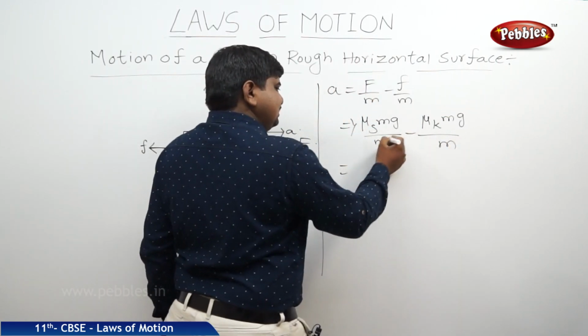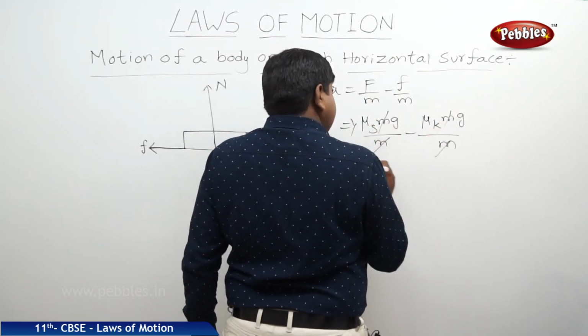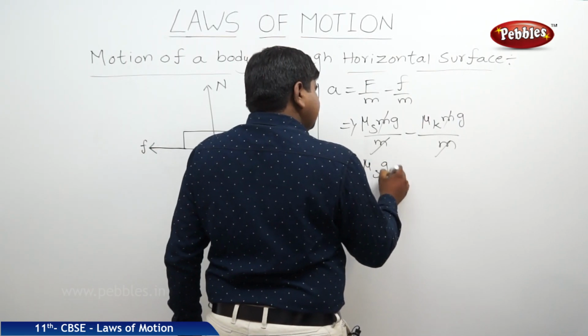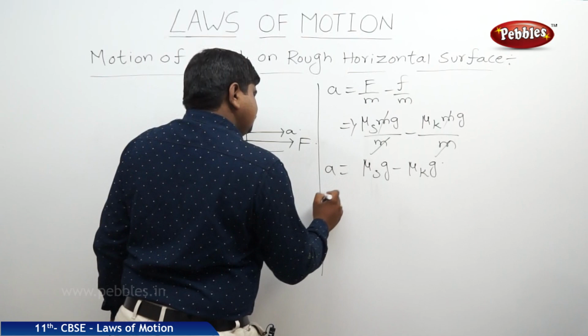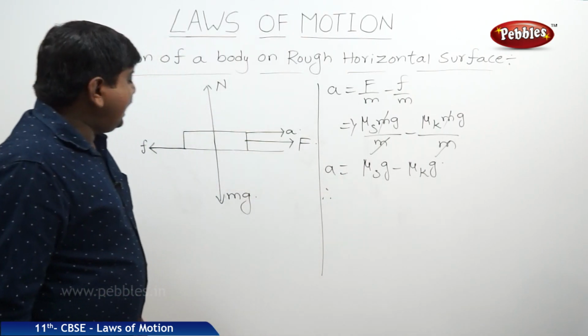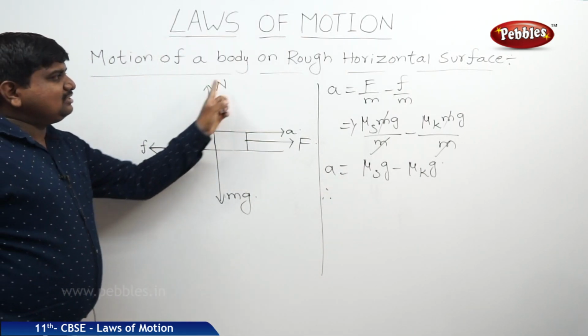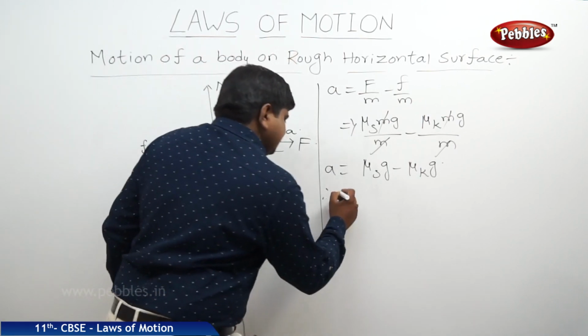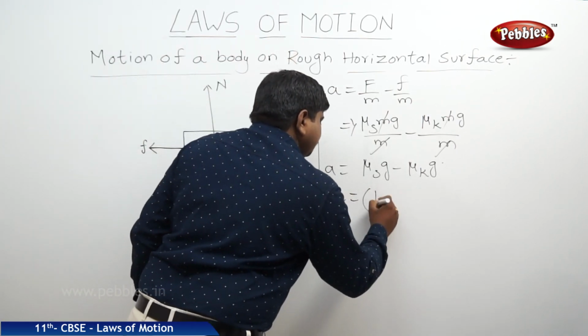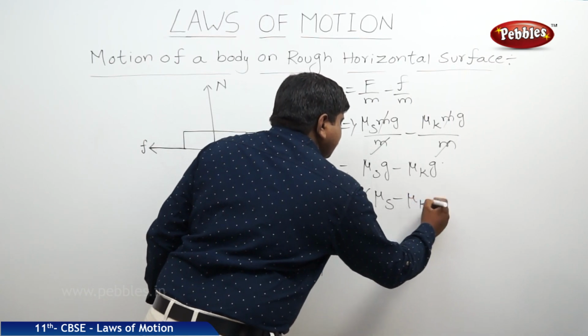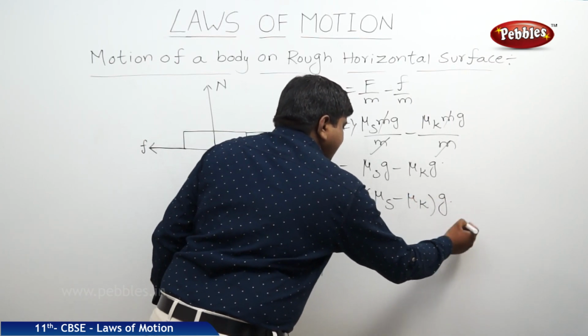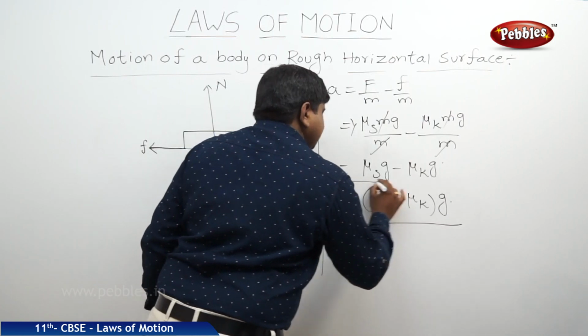In both the parts, m and m will get cancelled. Therefore, it is mu s g minus mu k g. So the net acceleration acting on a body which is placed on a rough horizontal surface, small a, is equal to the static frictional coefficient minus the kinetic frictional coefficient into the acceleration due to gravity.